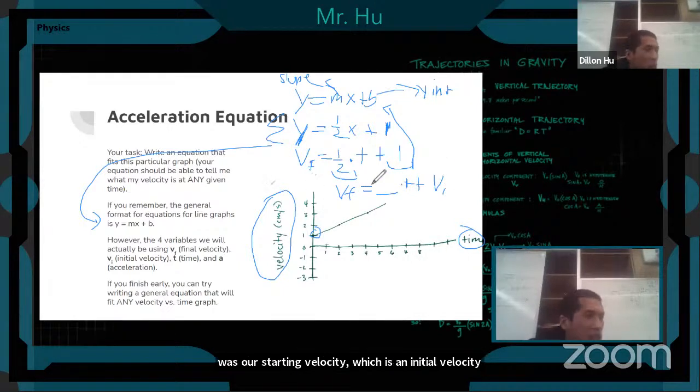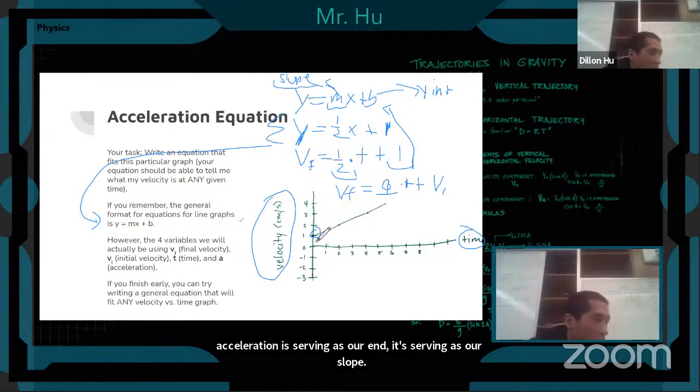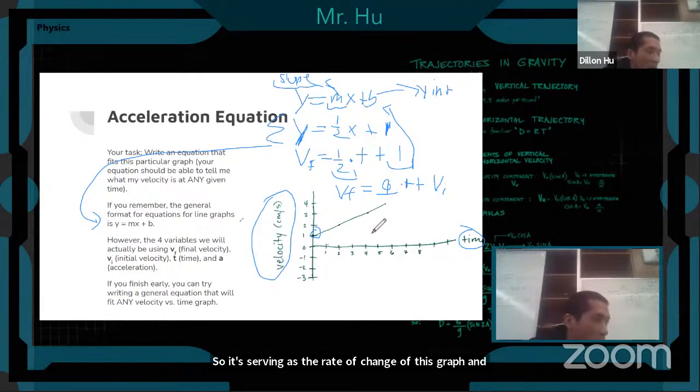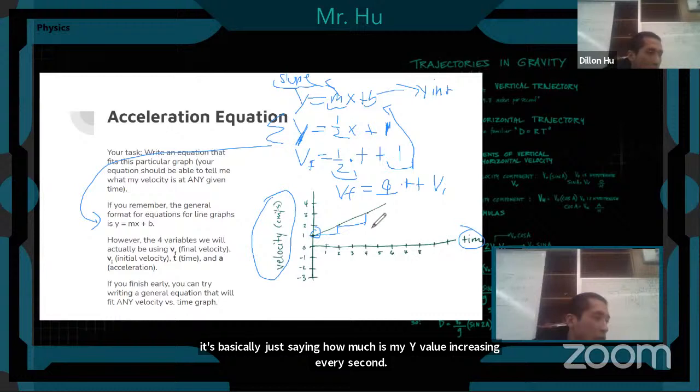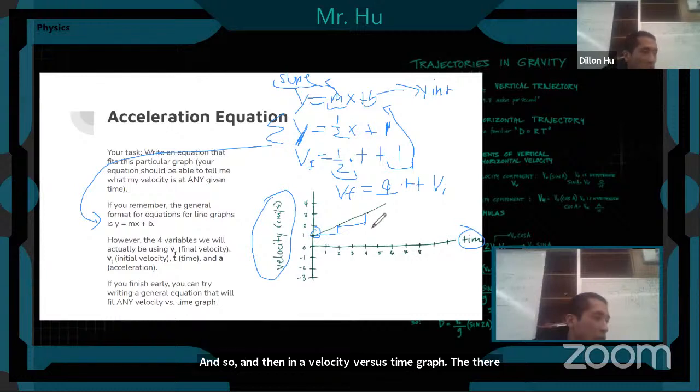And logically, now we just have one thing left, and that is our acceleration here. It's easy to see why we pick acceleration last, because it's just the last one left. But why do we want acceleration here? In this case, our acceleration is serving as our m. It's serving as our slope, so it's serving as the rate of change of this graph. It's basically saying how much my y value is increasing every second. And so in a velocity versus time graph, the rate of change of this graph, the slope of this graph, is really just our acceleration.